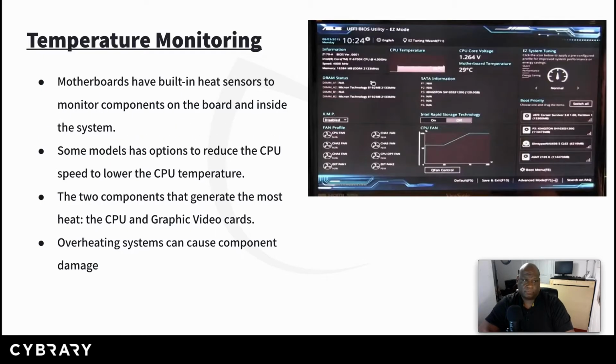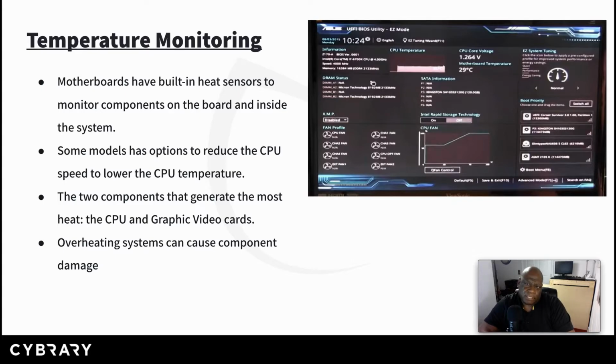as soon as possible. So, monitoring the temperature on the motherboard: a lot of the motherboard manufacturers have different utilities, and they pretty much all do the same thing. They monitor the heat that's on the board as well as in the system. Motherboards have built-in heat sensors to monitor the components on the board and in the system. So you get the best of both worlds. You can monitor the board itself as well as the ambient temperature around the board inside of the case. Some models have options to reduce the CPU speed to lower the CPU temperature. If the CPU is tasked very heavily, you can go into the BIOS and make adjustments to throttle that back to keep the system cool.